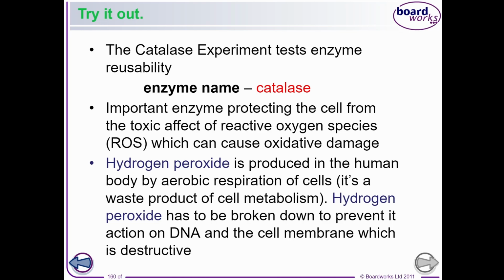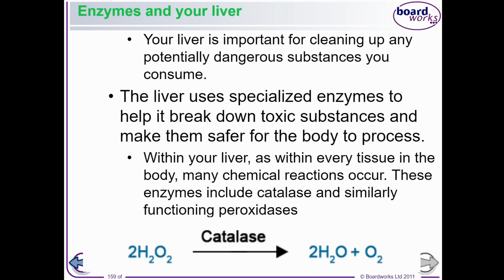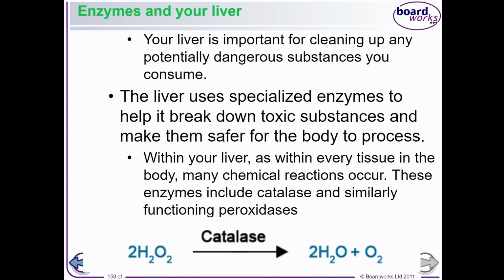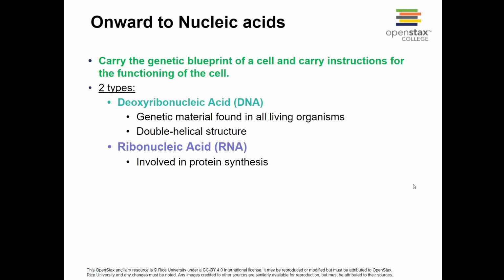So by itself, hydrogen peroxide can be destructive. So it's best to break it down into water and oxygen. So that means the bubbling you see when you put the liver in the hydrogen peroxide is actually bubbles filled with oxygen gas. And last but not least, let's talk about nucleic acids.